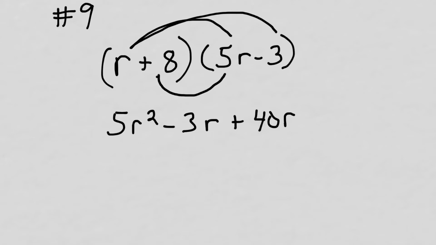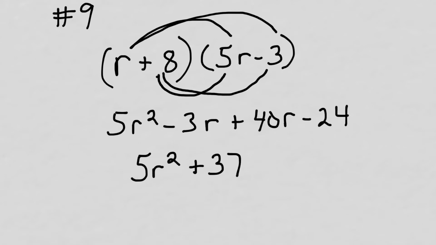And finally, I'm going to do last, which is positive 8 times negative 3, which is going to give us minus 24. All right, one last step to do before we're done. We have to combine those middle terms, bring down our 5r squared, minus 3r plus 40r is going to give us a plus 37r. Bring down the minus 24, and we're done.